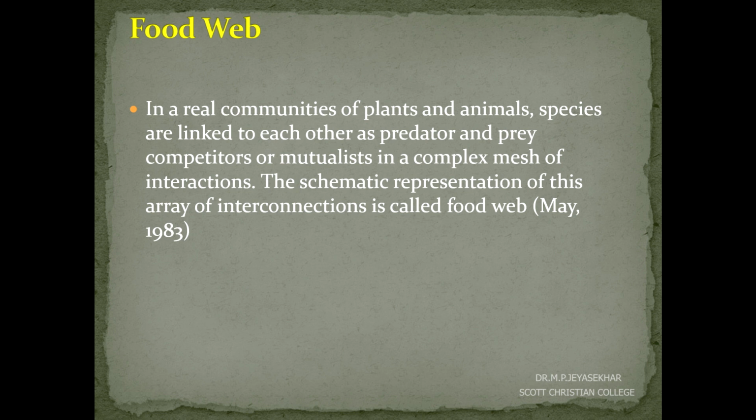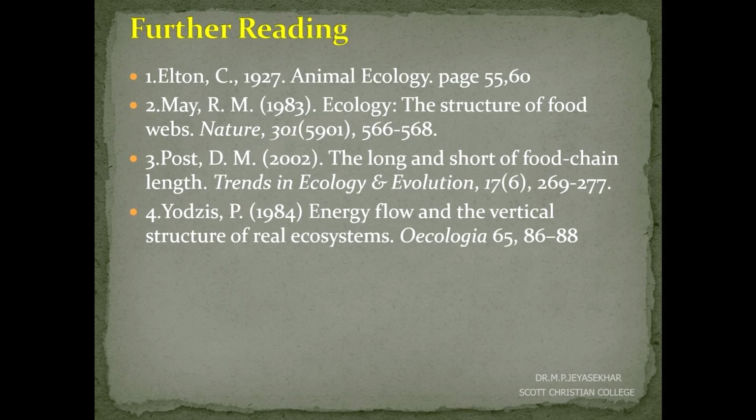Now, the food web. In real communities of plants and animals, species are linked to each other as predator and prey, competitors or mutualists in a complex mesh of interactions. So this linking we call a food web. The schematic representation of this array of interconnections is called a food web.